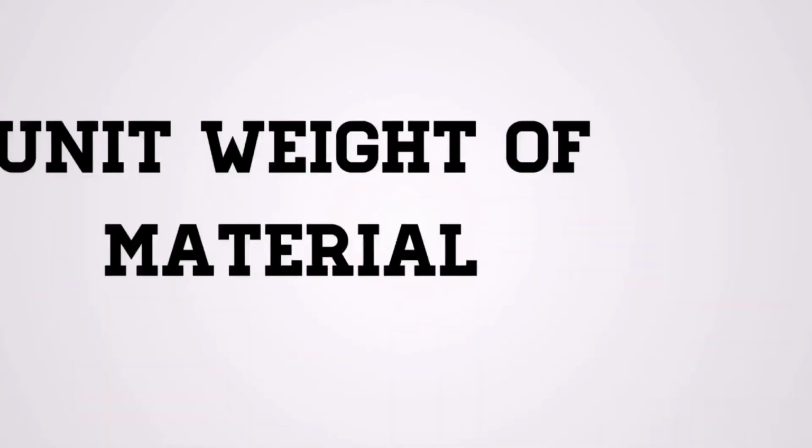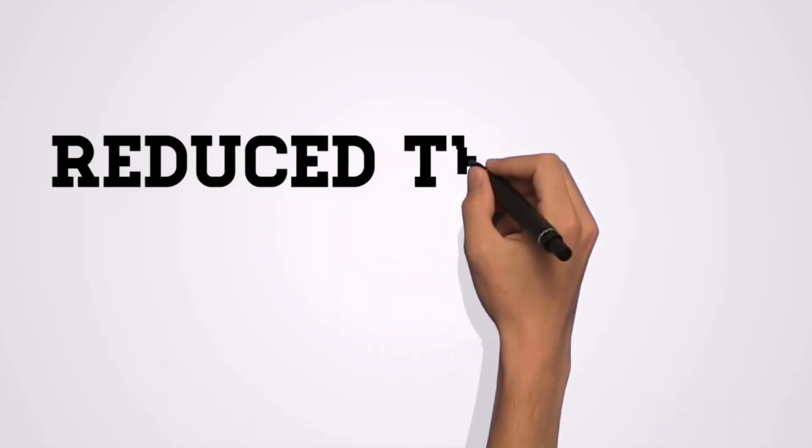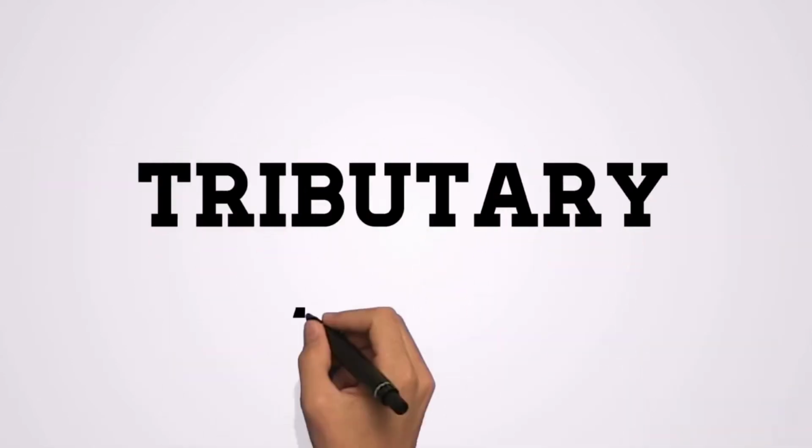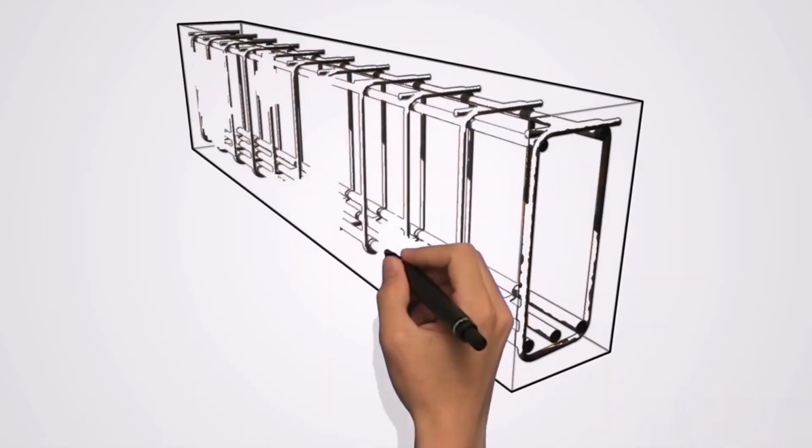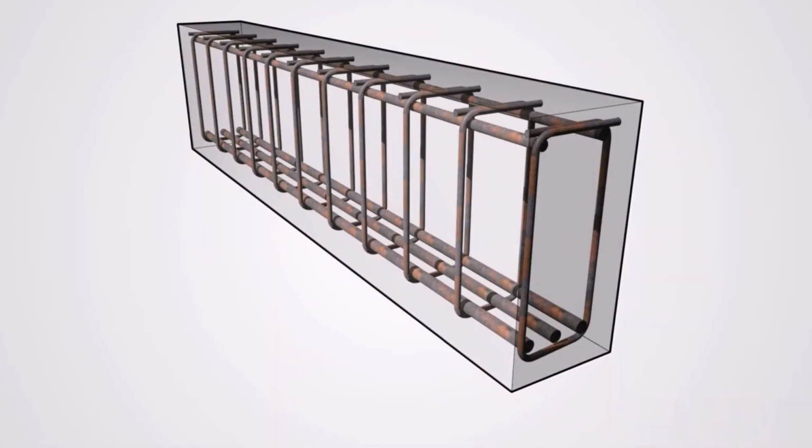So maybe you can change the depth of the beam, or you can change the weight of the beam, or the unit area of the material, or maybe you can reduce the load acting on the beam. That is by changing the tributary area to make sure phi Mn is greater than Mu. If you can achieve this, you have successfully designed a reinforced concrete beam. So these are the steps for designing a reinforced concrete beam.